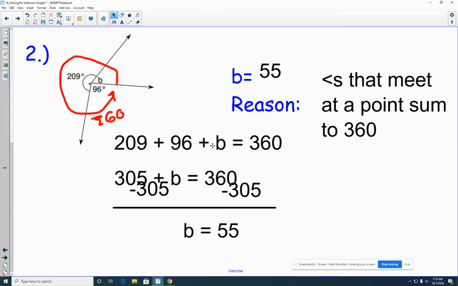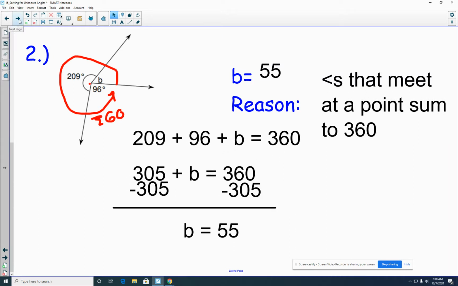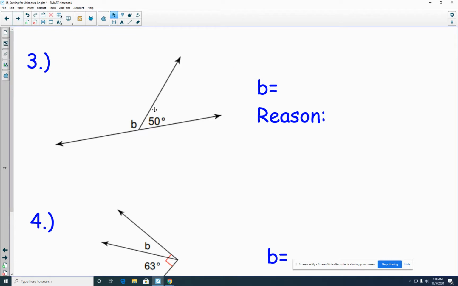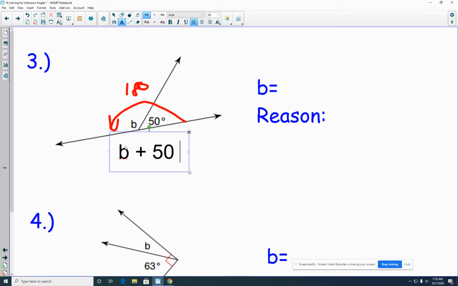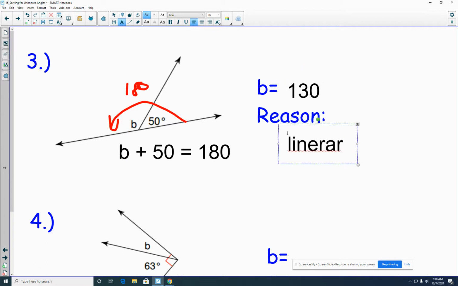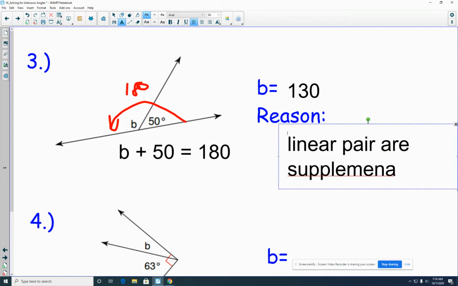That was for number two. Go on to number three. Here we have B and 50. Again, I see a straight line. There are two on the line, so these are a linear pair. That means that they sum to 180. So I know that B must then be, well, we can write an equation. B plus 50 equals 180. If I subtract 50 from both sides, I get that B is 130. Reason? Linear pair or supplementary. Okay, sum to 180.